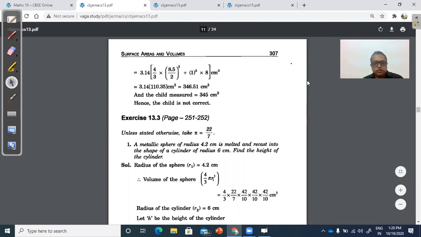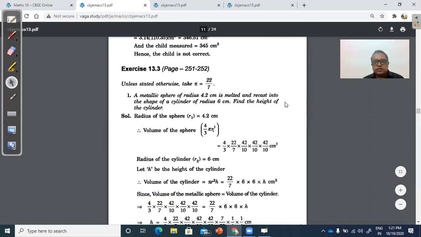So 13.3, we are going to start with 13.3, surface area and volume. In my previous video, I had already explained to you 13.1 and 13.2. Okay, so here is the question. A metallic sphere of radius 4.2 is melted and recast into a shape of a cylinder of radius 6. Find the height of the cylinder. So this is a very simple question.